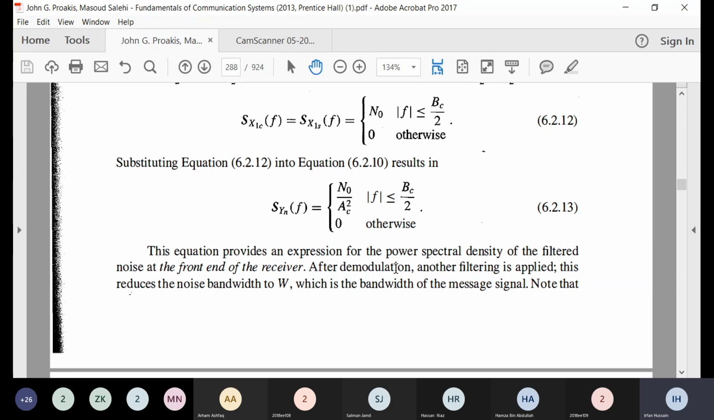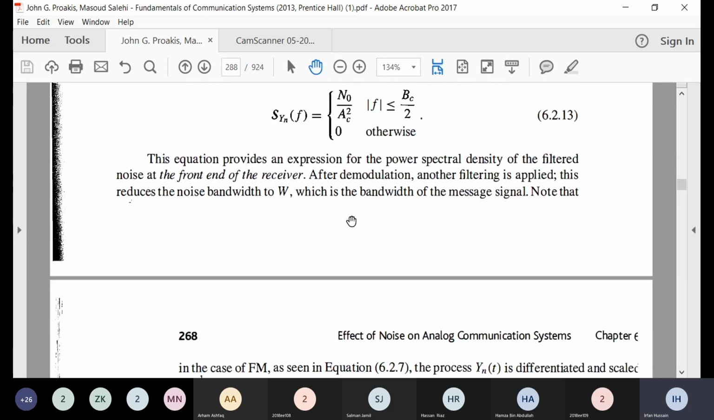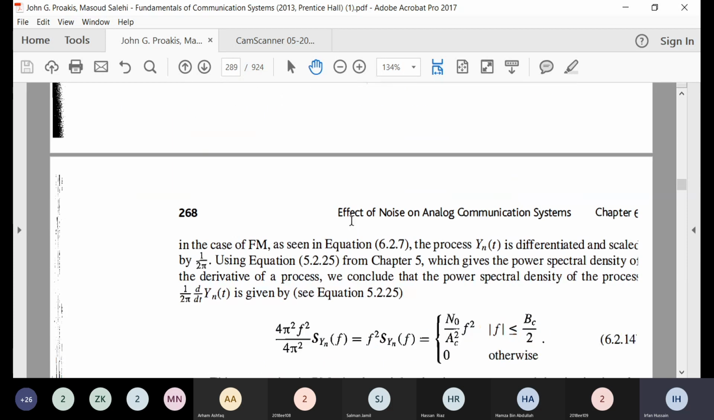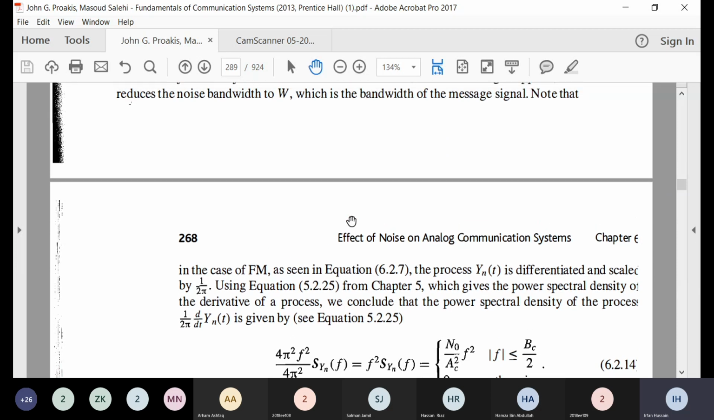Now, what will happen is that after demodulation, another filtering will be applied, as you have just seen, because this bandwidth is going up to BC over 2, but BC is Carson's bandwidth, which is very high as compared to W. So I have to apply a low pass filter that will restrict its bandwidth to W, because the message signal is only present in the W bandwidth. So no need for this large bandwidth. I will pass it through a low pass filter of W bandwidth to get the output.